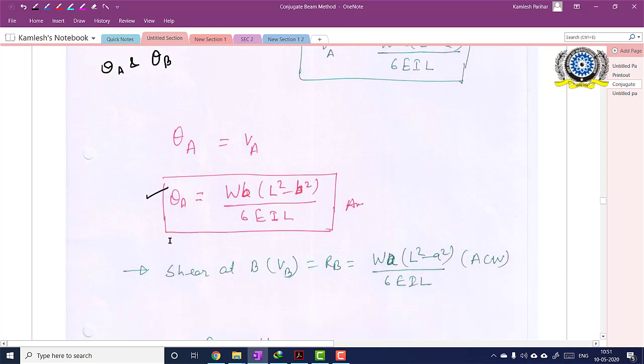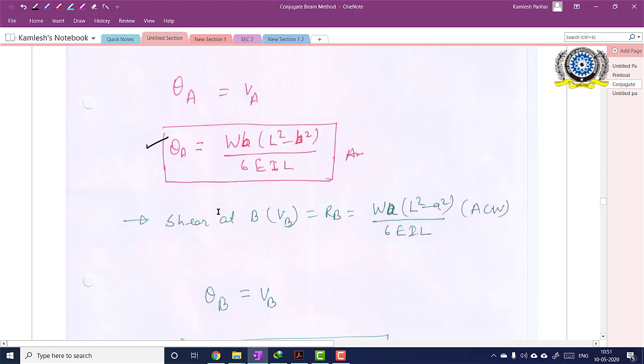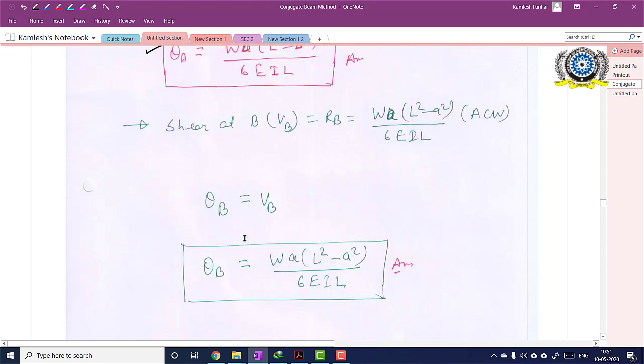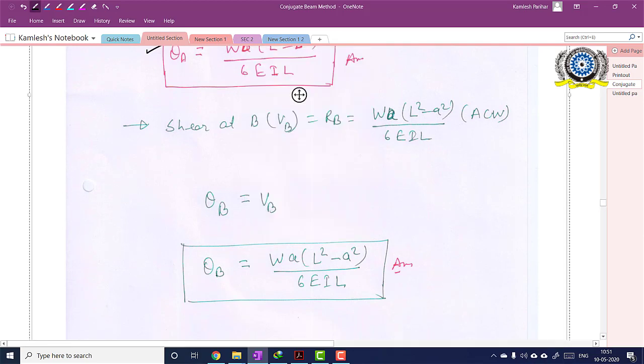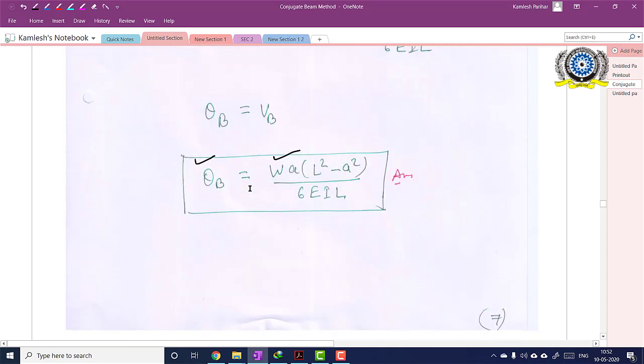Similarly, either from analogy or by solving, you can find out theta B. So what is theta B? I have found it here. You can also do it, it is simple mathematics. Theta B is WA(L square minus A square) upon 6EIL. So I have found out theta B also. So theta A and theta B have been found out by finding out the shear force at supports.